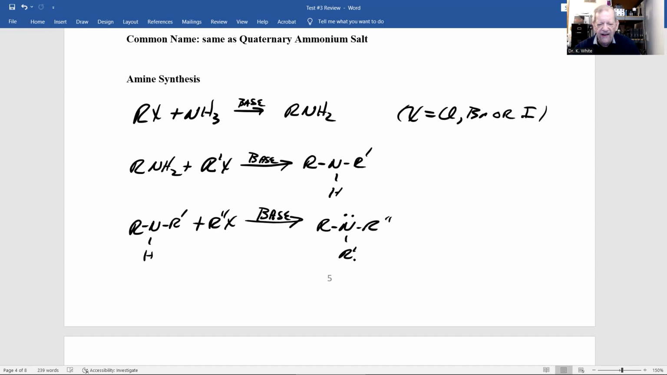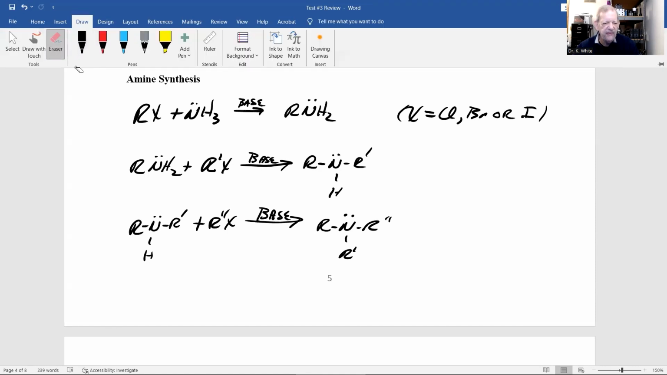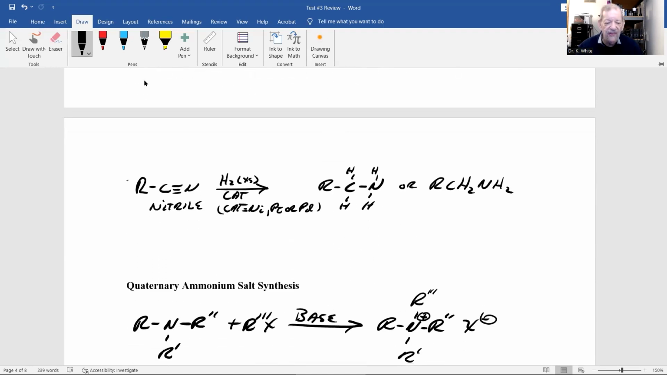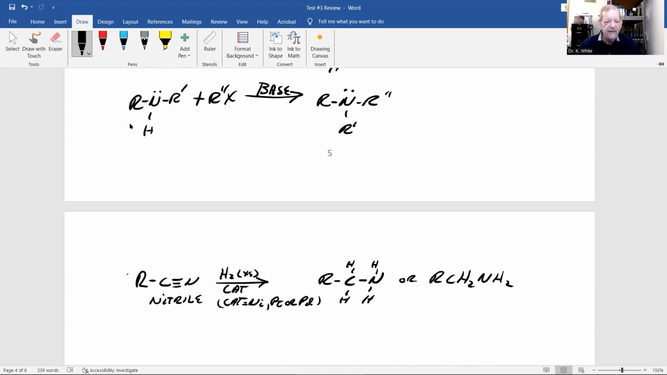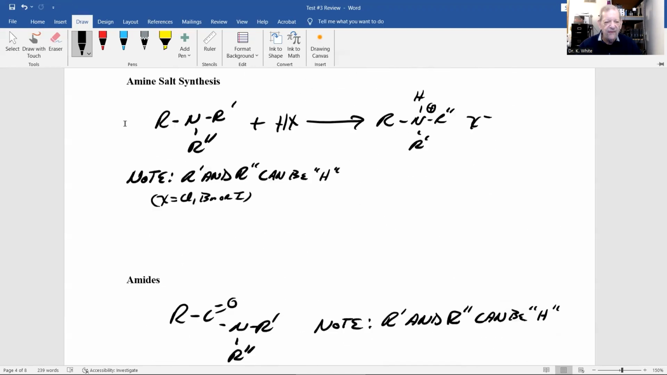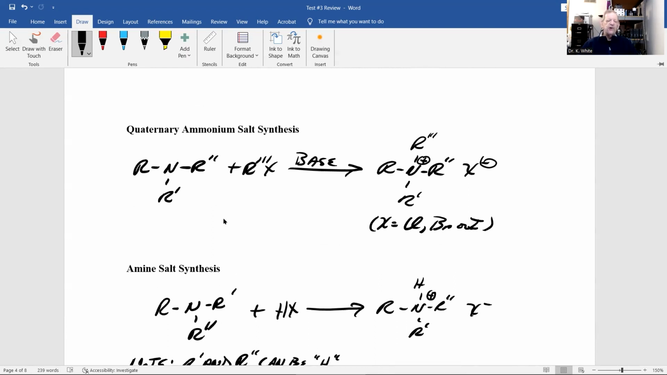Now, I don't have it here, but I did talk about it. Nitrogen, and you don't have to put this in when you're drawing, has a pair of non-bonding electrons. Well, it turns out under the right conditions, you can react those non-bonding electrons. And what's the right condition? Right here. You can take a tertiary amine, react it with an alkyl halide in the presence of base to form this quaternary ammonium salt.